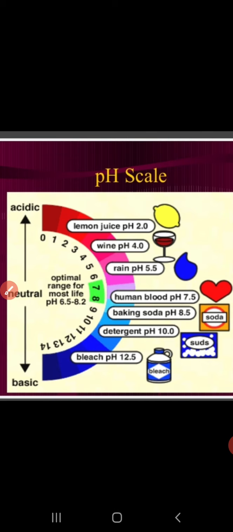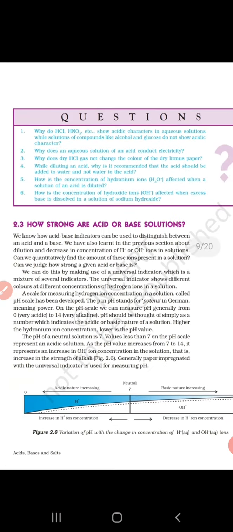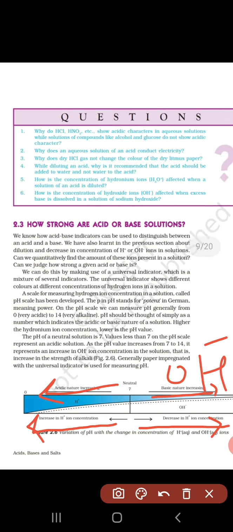Now see this table. With increasing concentration of H plus ion, the solution is acidic in nature, and with decreasing concentration of H plus ion, it is basic in nature, that is, increasing OH minus ion. From 7 onward in one direction it is acidic, and in the other direction it is basic. Here the concentration of OH minus ion is more, and here the concentration of H plus ion is more.